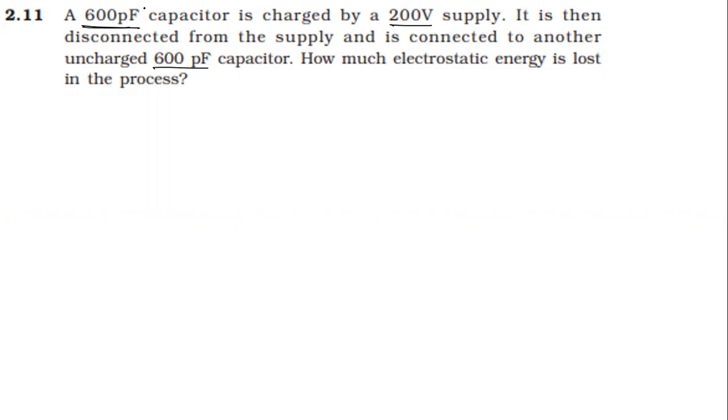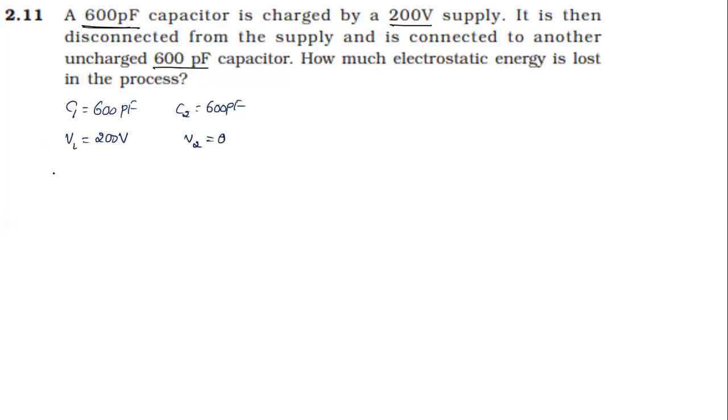Initially there was a charge. There are two capacitors, C1 and C2, both the same capacity. The first capacitor is connected to a battery, but not the second capacitor. C1 is 600 picofarad. C2 also 600 picofarad. Initially, V1 is how much? 200 volt, and V2 is how much? 0 volt. Why 0? Because the second capacitor is not connected to the battery.